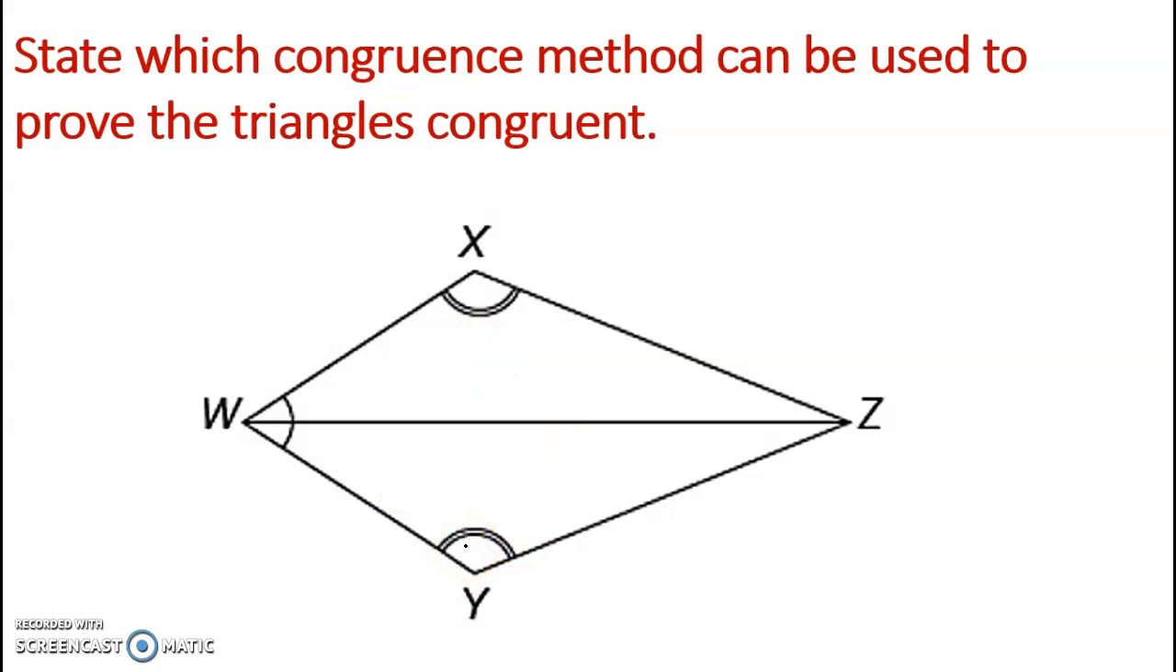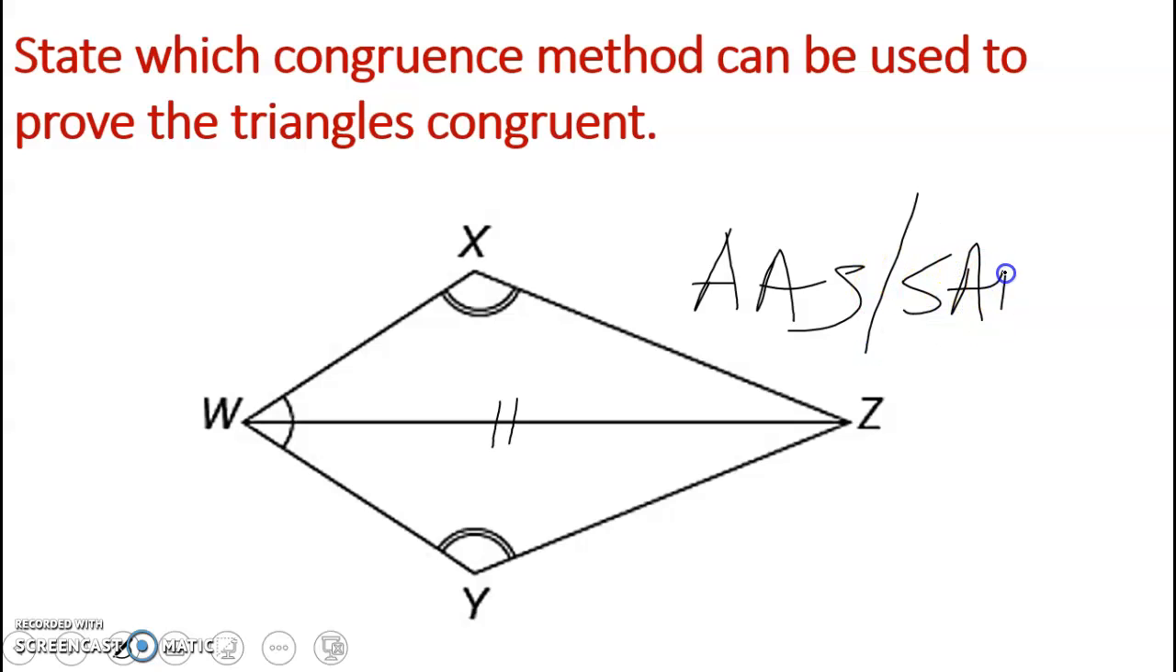Okay, so what would you use to prove these 2 triangles congruent? And check your answer. I hope you can see that we don't have any side here, but this is reflexive, WZ reflexive, so we have angle, angle, side. So we have angle, angle, side, or side, angle, angle, whichever one is the same. As long as it has 2 congruent angles and then 1 non-included side.